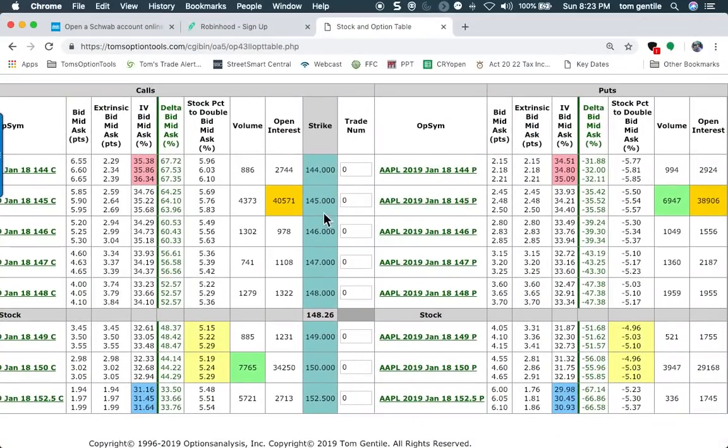You can see here, I have my options quotes back up again. In the last video, we were dealing with calls, so we're going to come over to the put side. Here are the put options. Notice the put options get more expensive when they go up in value, and they get cheaper when they go down in value.